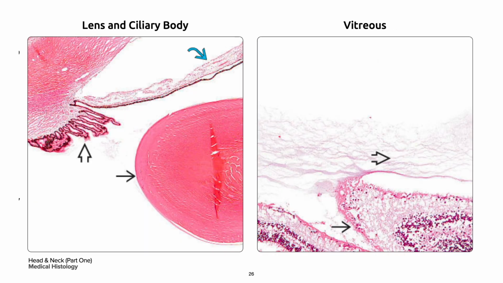On your left, the equator of the lens in single black arrow is in close approximation to the ciliary body in bold black arrow and held in place by zonular fibers, which are invisible at this magnification. The iris can be seen anterior to the lens in curved blue arrow.